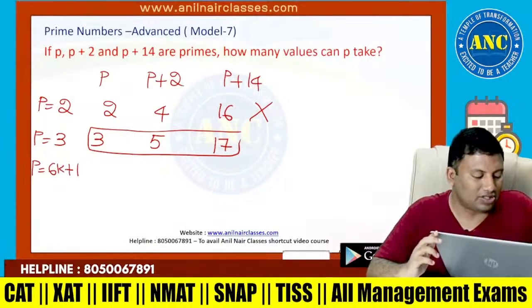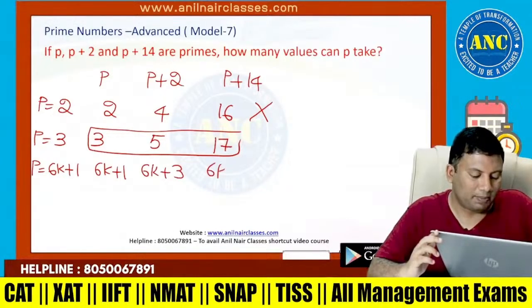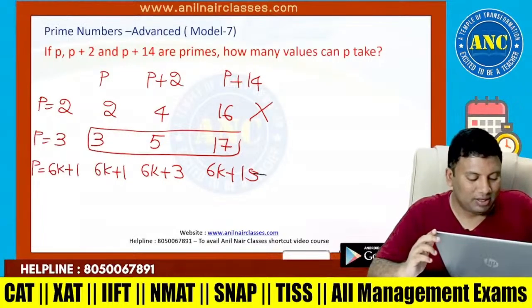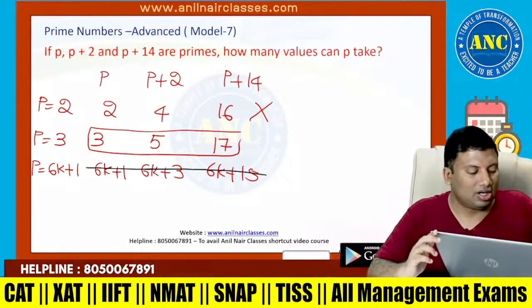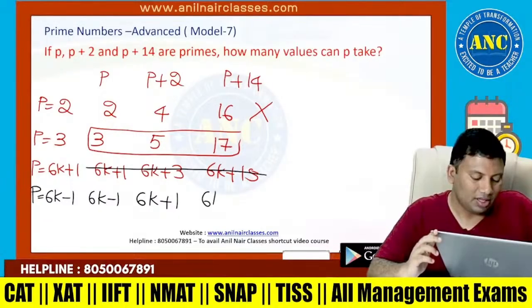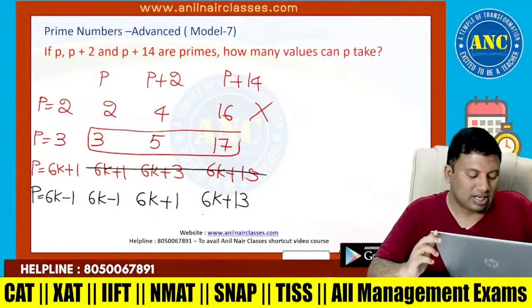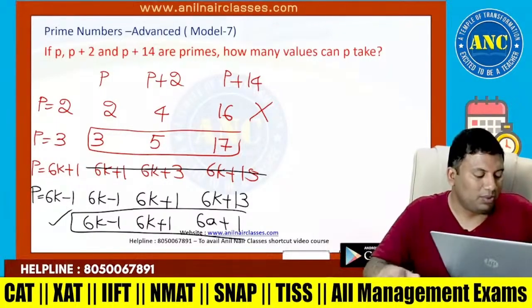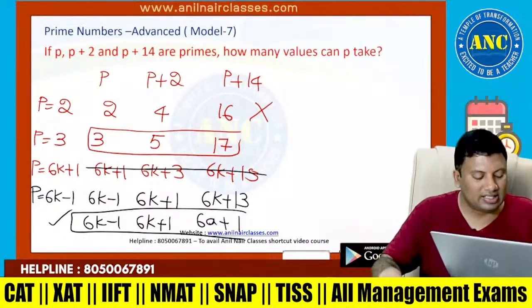If p is 6k plus 1, then p plus 2 is 6k plus 3 and p plus 14 is 6k plus 15, both divisible by 3. Not possible. So p is 6k minus 1, then 6k plus 1 and 6k plus 13. 6k plus 13 is 6a plus 1. Again the same case. There are a lot of prime numbers of the form 6k minus 1 which give the answer.